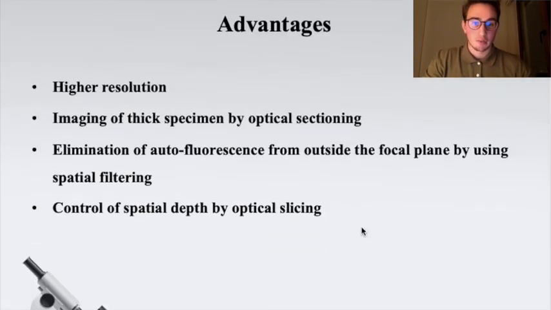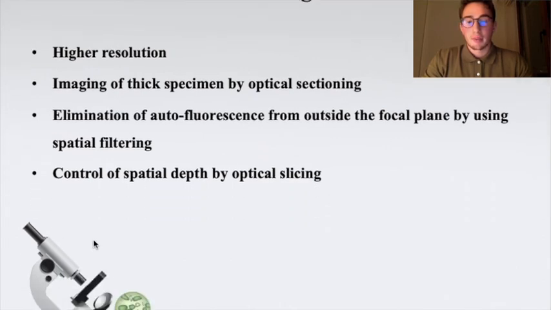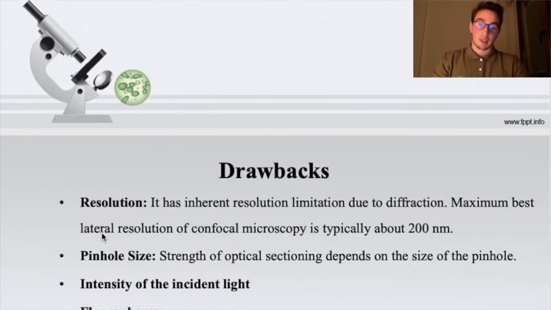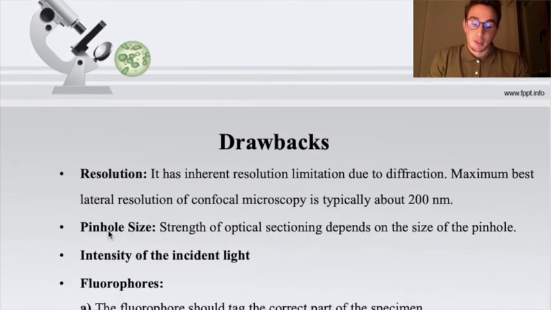The advantages of confocal laser scanning microscopy are higher resolution than wide field microscopy, and imaging of thick specimens by optical sectioning and elimination of autofluorescence from outside the focal plane by using spatial filtering. Also, control of spatial depth by optical slicing. So even though it has advantages, the confocal system has limitations too. So it has drawbacks.